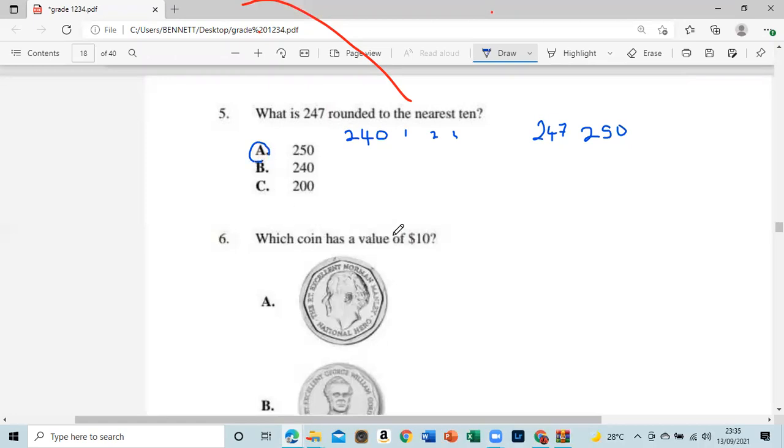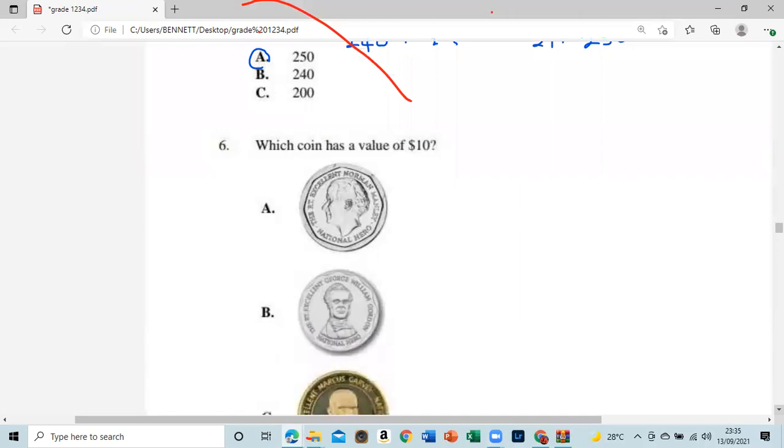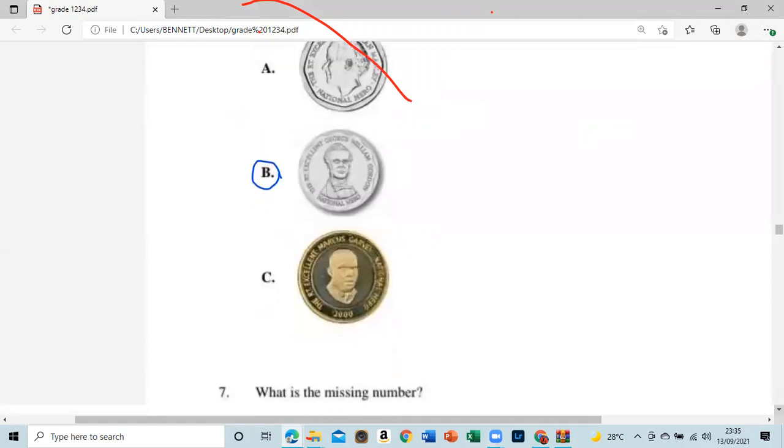Which coin has a value of $10? This would be B. Jamaica silver doesn't really have much value, but this is our $5, this is $10, and this is $20. Guys, you should know your money and your coins.